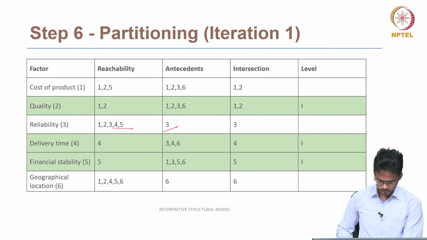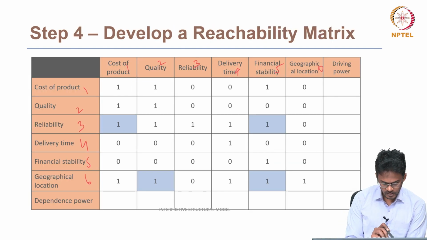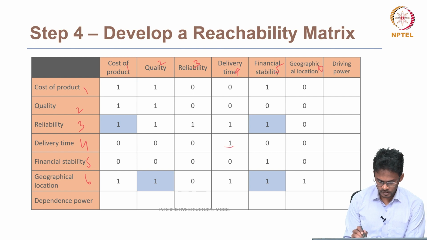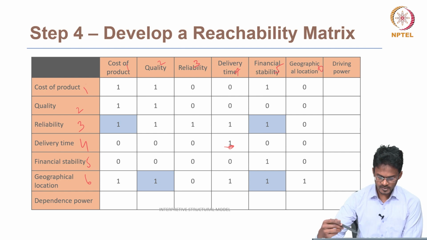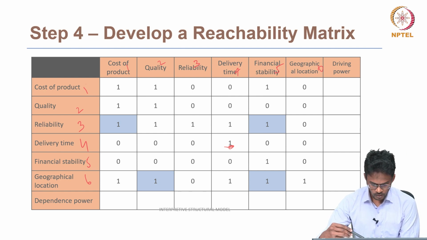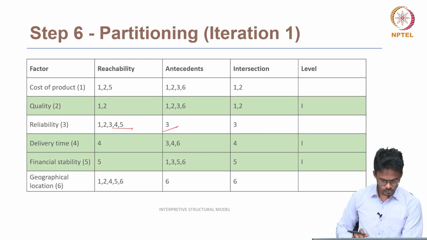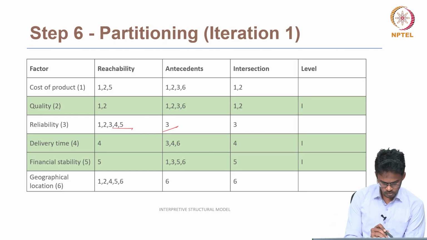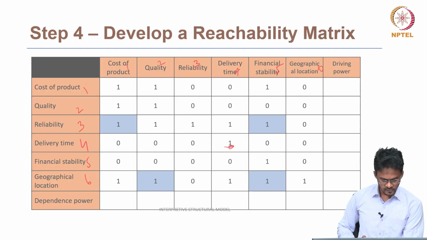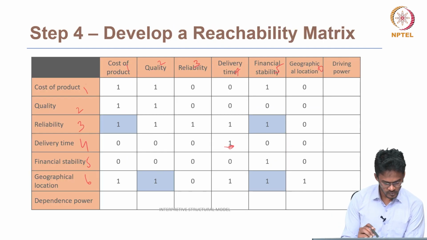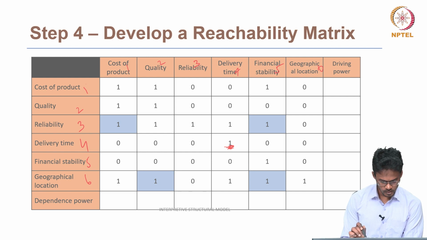For delivery time, the factor that is influenced by delivery time is delivery time itself, that is 4, and the factors that are influencing delivery time are 3, 4 and 6. We will check once more. The factor influenced by delivery time is delivery time itself, that is 4. The factors influencing delivery time are 3, 4 and 6.